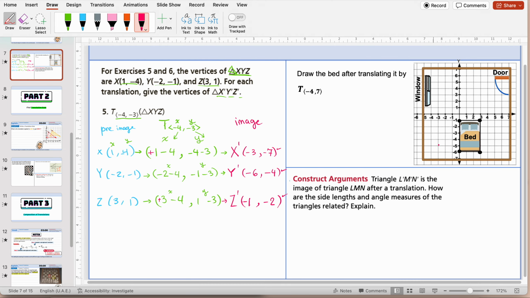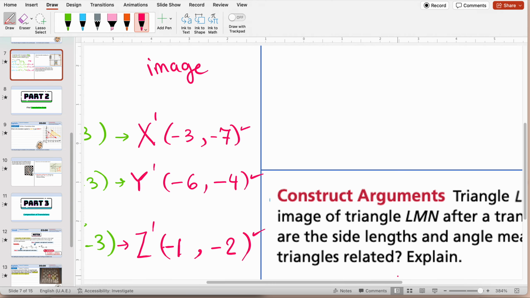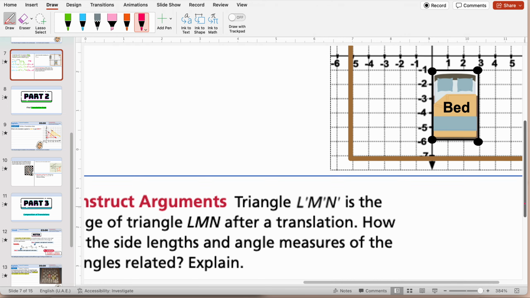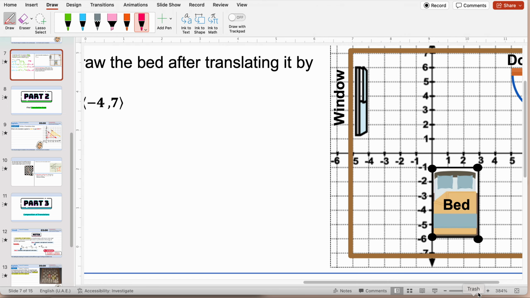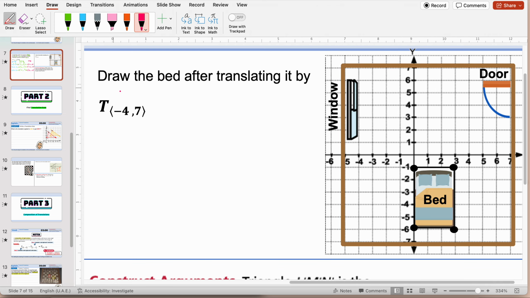But miss, what if they gave me the coordinates? It's easy, same idea, but they gave you, it's going to be easier. Here they want you to translate the bed 4 negative, 7 positive. 4 negative on x, 7 positive on y. What does 4 negative mean? It means 4 to the left. What does 7 positive mean? It means 7 down.